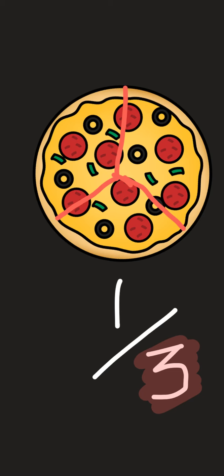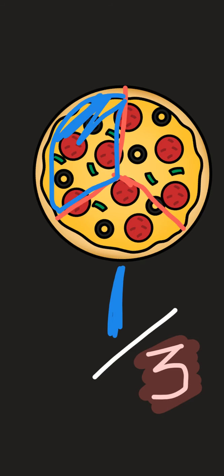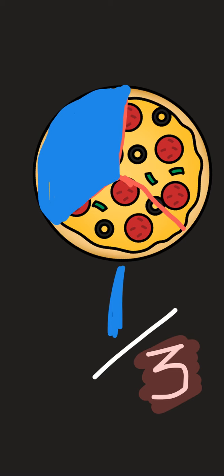Now our numerator, our top number, tells us how many parts of the whole we've got, which is 1. So I'm going to shade in 1 of those equal parts. So as you can see, I have got 1 out of 3 pieces. 1 out of 3. That's 1/3.